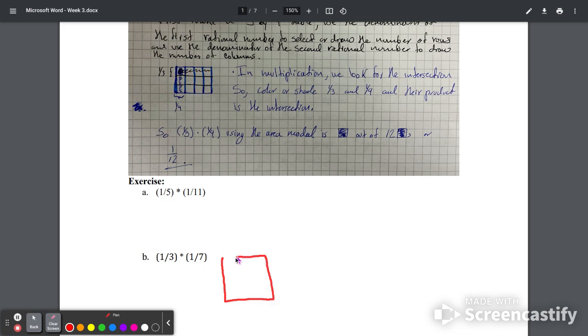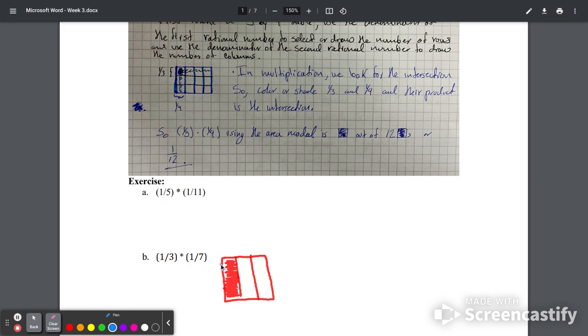So I'm just going to try to go like that. And then I would say 1, 2, 3. And so this would be 1/3, right? The one thing I didn't do here is I didn't draw the other 7 lines, so I didn't break it down into 21 equal parts. So let's go ahead and see if we can do that.